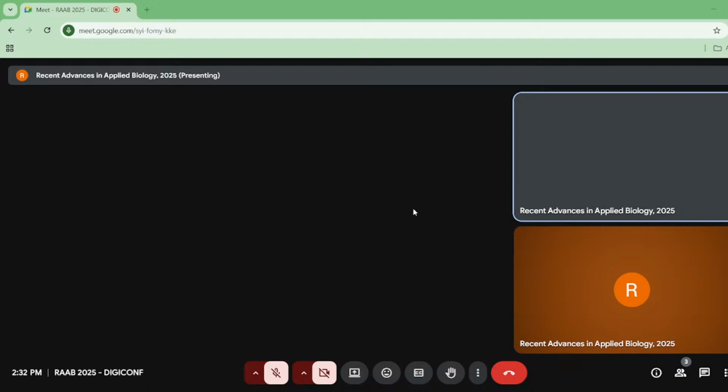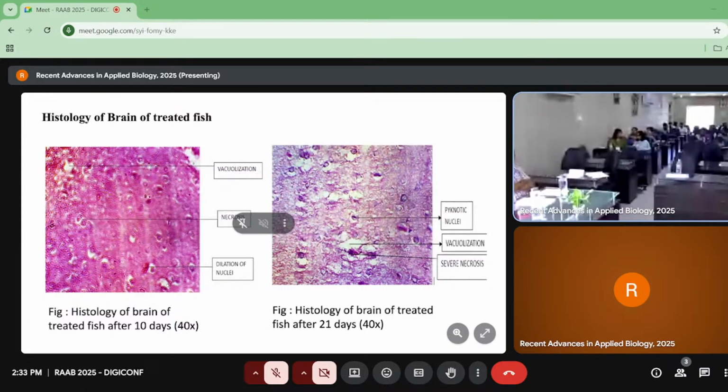This is the result, and this is the slide of the control brain. There is the optic tectum, which is present in the brain of Heteropneustes fossilis, and neuroglia, which are special cells which protect the neurons and epithelium cells. This is 40x. These are the slides after treatment at 10 days and 21 days.